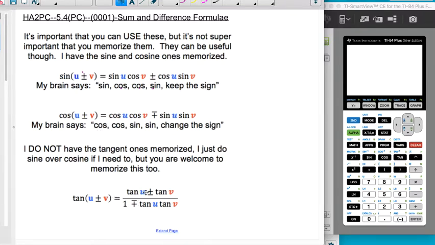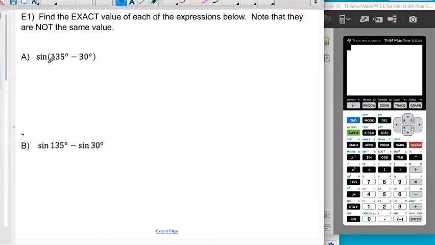You can see that, again, it's u and v in order for the angles, and then the plus and minus on the top means that the sign stays the same, and the minus or plus on the bottom means that the sign is reversed. So let's walk through. We're going to find the exact value of both of these expressions. Note that they are not the same value.